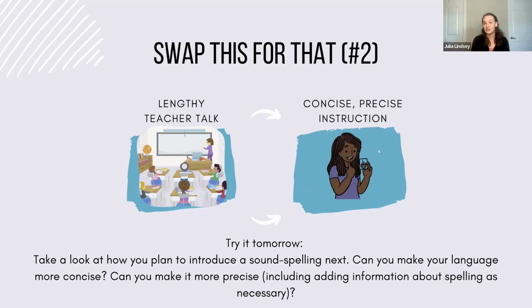Look at how you're planning to introduce the next sound spelling relationship and think about, how could I make this more concise? Is there anything I could say that would be more precise? Is there any additional information I need to add about the spelling that would help children in their reading and also in their writing?